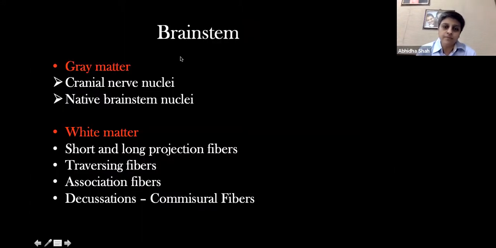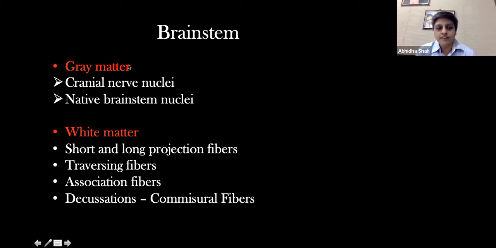So the brainstem is a compact structure and is made up of both gray matter and white matter. The white matter is of more abundance than the gray matter. And that is why it is a very compact structure with a lot of fiber bundles that run through and through the brainstem. It is basically a conduit that connects the cerebrum to the spinal cord and to the cerebellum.